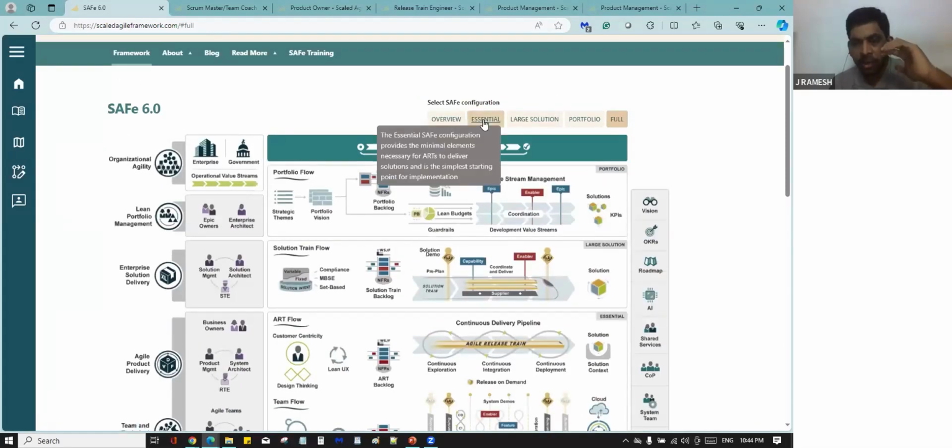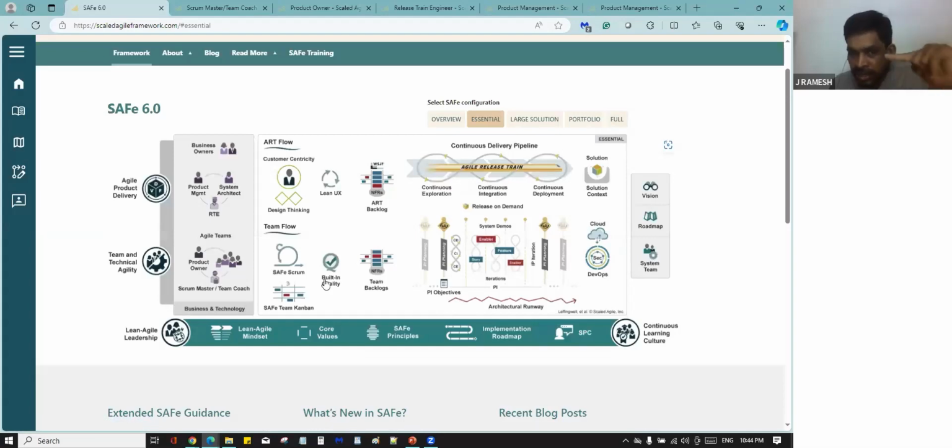Today, I'm going to talk only about the ground level and also the RT level. It's like an essential SAFe. For the other levels, this 1 hour is not enough. Today, I'm going to talk about only these 4 roles. In the full course, I will explain the deeper section of each and every role of large solution, portfolio, and full SAFe.